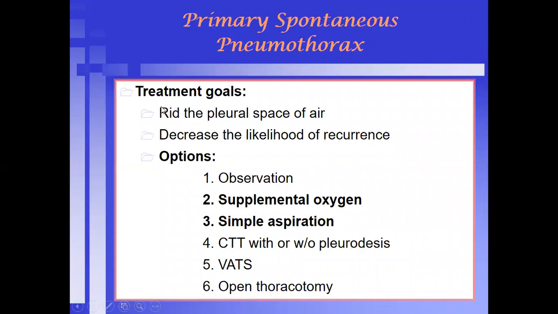So the treatment goals for a patient having primary spontaneous pneumothorax is obviously to get rid of the air in your pleural space and also to decrease the likelihood of recurrence. So options: observation, supplemental oxygen, simple aspiration, CTT with or without pleurodesis, VATS, and finally open thoracotomy.